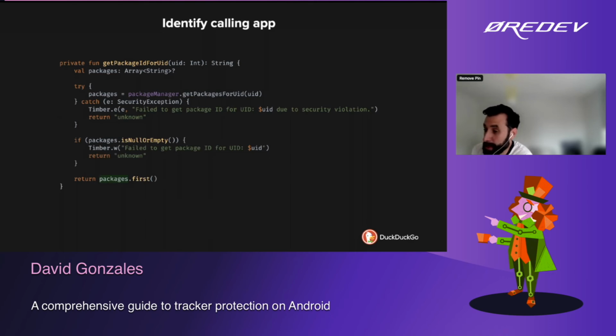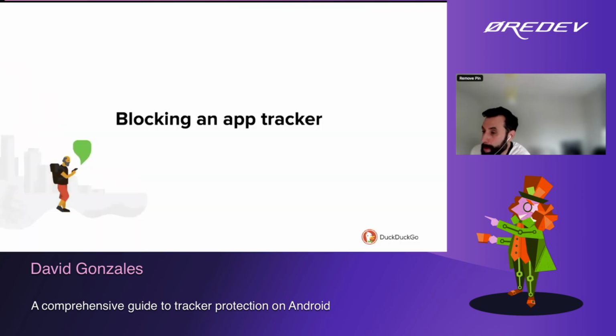It happens sometimes that the package manager doesn't return a package for that specific UID, and for that we just treat it as an unknown application. We then treat that differently when it comes to blocking.